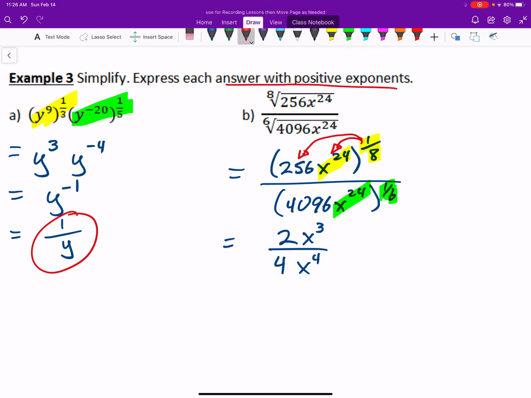Then I can simplify. 2 goes into itself once and into 4 2 times. X cubed, the 3 x's on the top cancel out with 3 of the x's on the bottom, just leaving a single x. And so I've got 1 over 2x once everything's reduced. And I could leave it like that.